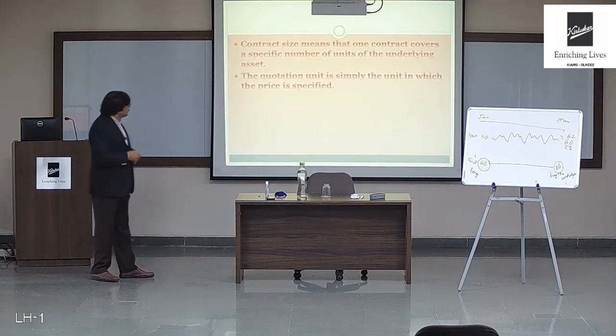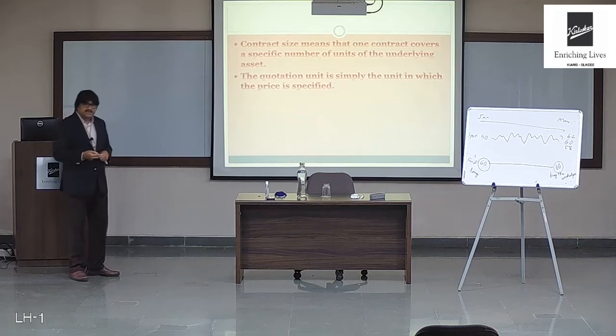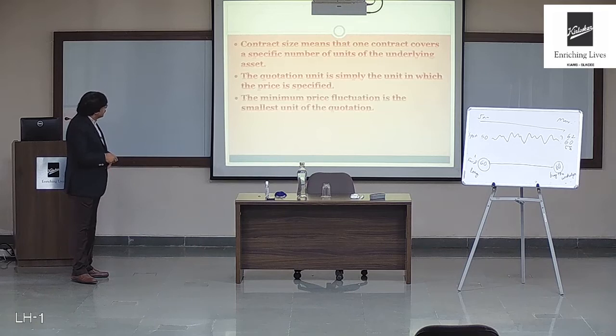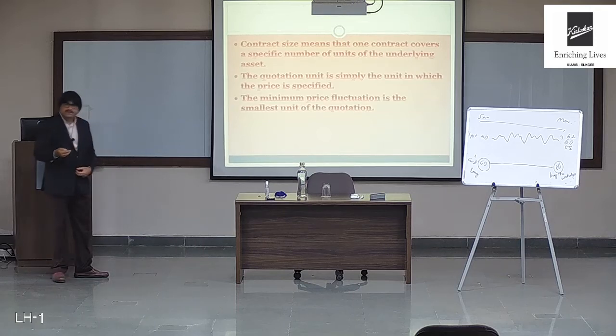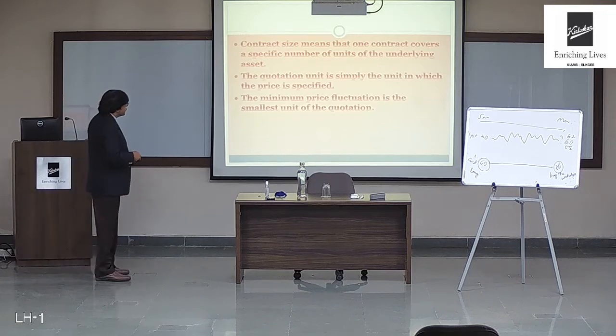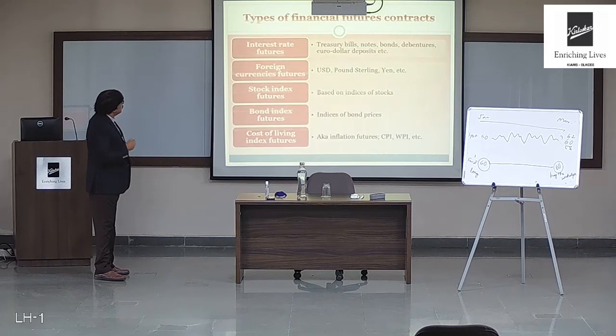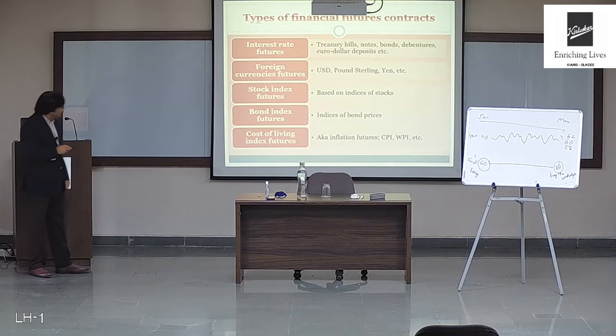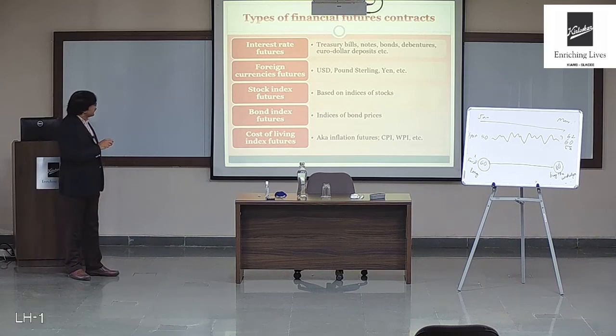The quotation unit is the currency in which the price is quoted, whether it is dollar, rupees, baht, like this. The minimum price fluctuation is the smallest unit of quotation. Right? What is the minimum possible price which you see? You can see that there are different types of forwards and futures, but standardized products: interest rate futures, foreign currency futures, stock index futures, bond index futures, and cost of living futures. You can see that many of those futures are there and their underlyings are mentioned here.